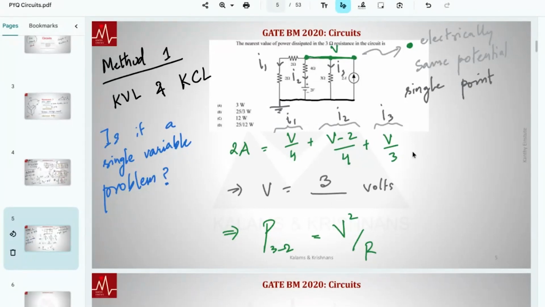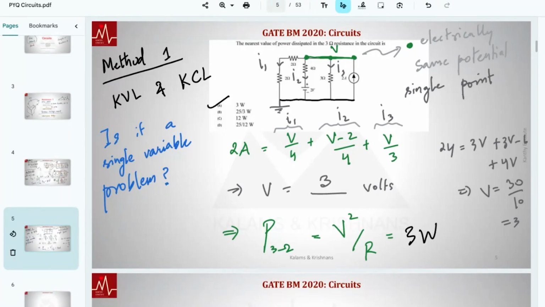So if you multiply by 12, you have 24 equals 3V plus 3V minus 6 plus 4V. All of us are getting different answers. 30 by 10 equals 3. Janelle did 24 minus 6, 18 by 10, I suppose 1.8. No, I suppose he did that. Yeah, 3 volt. So 3 volt, and then you get the power from this. The answer is.